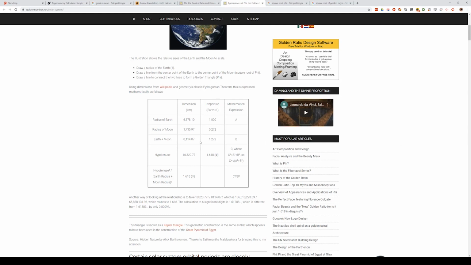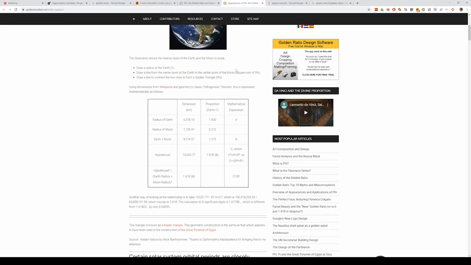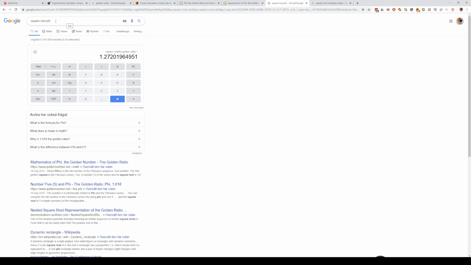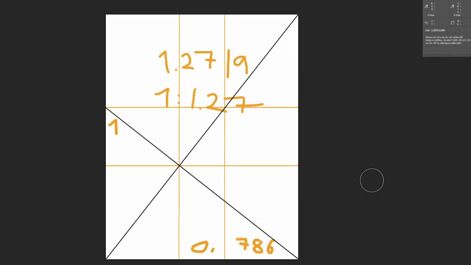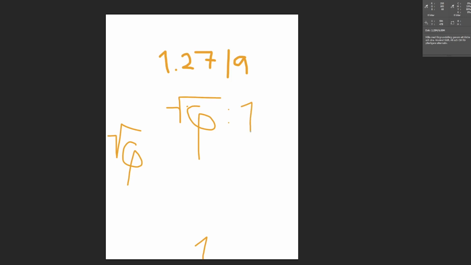But this is fascinating. It seems that what we found here is actually the square root of phi. Now this is really interesting. The square root of phi is 1.272. So we can actually make this rectangle look a bit more fancy here. Instead of calling the sides here 1 and 0.786, we can simplify it quite a bit. Let's just call them 1 and the square root of phi, and the proportions, the square root of phi to 1, which is still the same here. That's nice.